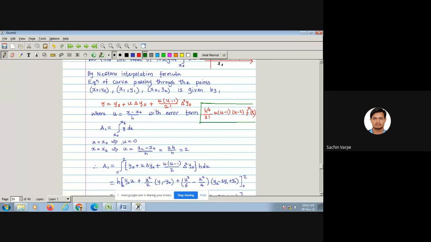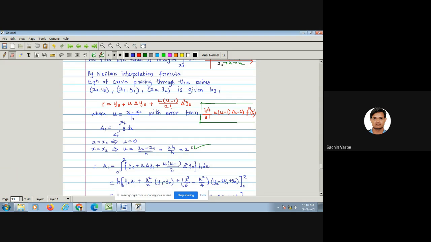When I substitute x equal to x naught, I get x naught minus x naught, so u will be 0. And when I substitute x equal to x2, we get x2 minus x naught. But x2 is at what distance from x naught? At distance 2h, right? This is x1 and this is x2, so this is h plus h, so 2h. So x2 minus x naught is 2h upon h, so u will be 2. Is this clear? For x equal to x naught, u is 0 and for x equal to x2, u is 2. Is this clear or not?